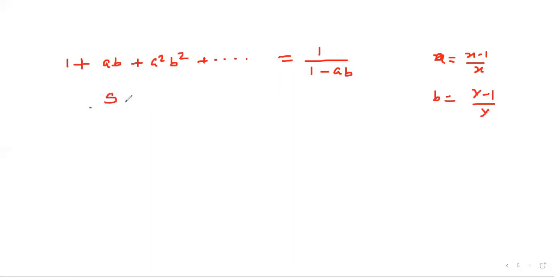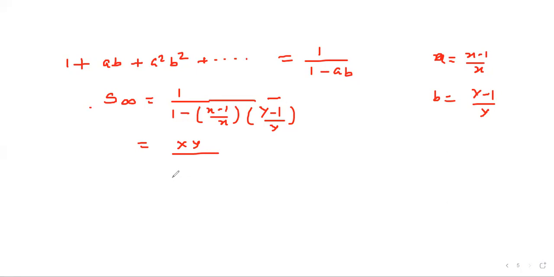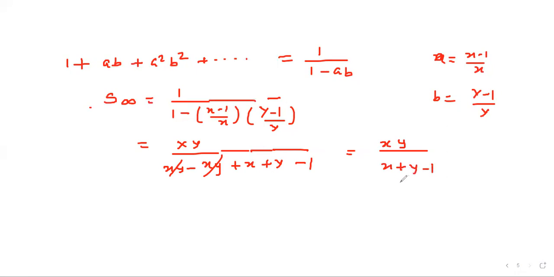So S infinity will give 1 upon 1 minus x minus 1 upon x times y minus 1 upon y. So we simplify it. We get xy divided by xy minus, we open the bracket, so we will get xy minus xy plus x plus y minus 1. So here xy will cancel out, and we will get xy divided by x plus y minus 1, which is the answer. Now let's consider the next question.